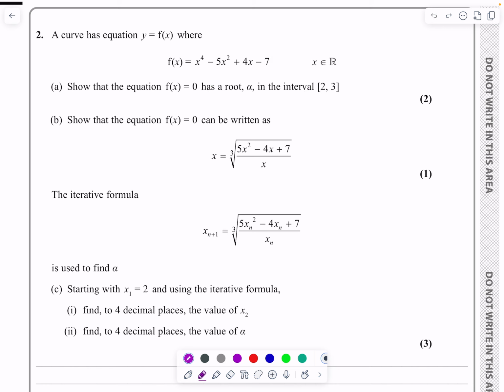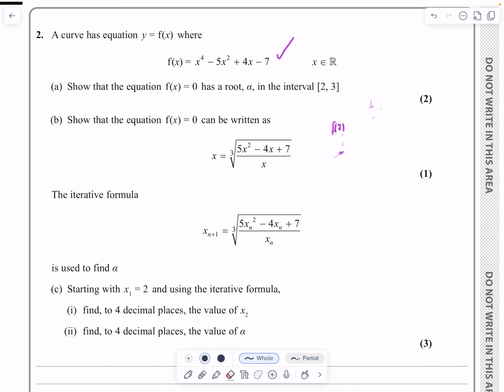The curve has the equation y equals f(x), where f(x) is given by that function, and we've got to show that there's a root alpha in the interval 2 to 3. So if we're going to do that, all we're going to do is find f(2) and f(3), and what we'll show is that, for example, with this one, this is a negative value, this is a positive value, so somewhere in between those two is a root. It could go positive, then negative, or negative, then positive, as long as there's a sign change.